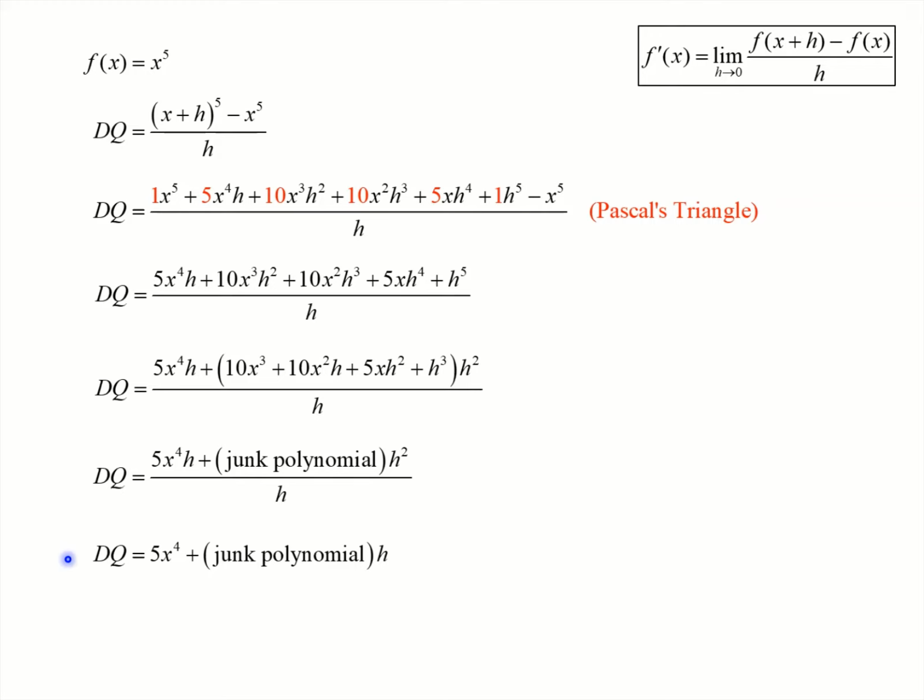Now why did I call it a junk polynomial? Because I'm going to be taking the limit of dq as h approaches 0, so that's going to go away. And that's why I called it a junk polynomial. And so look at my result. The derivative is 5x to the fourth.